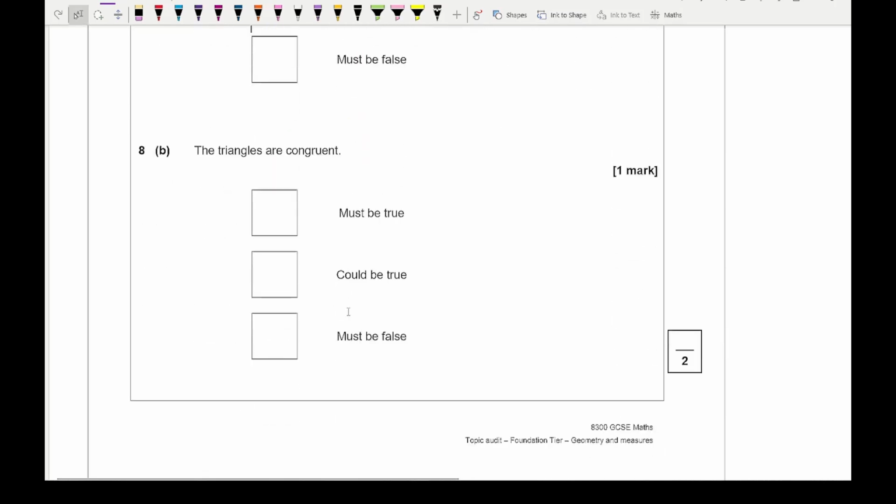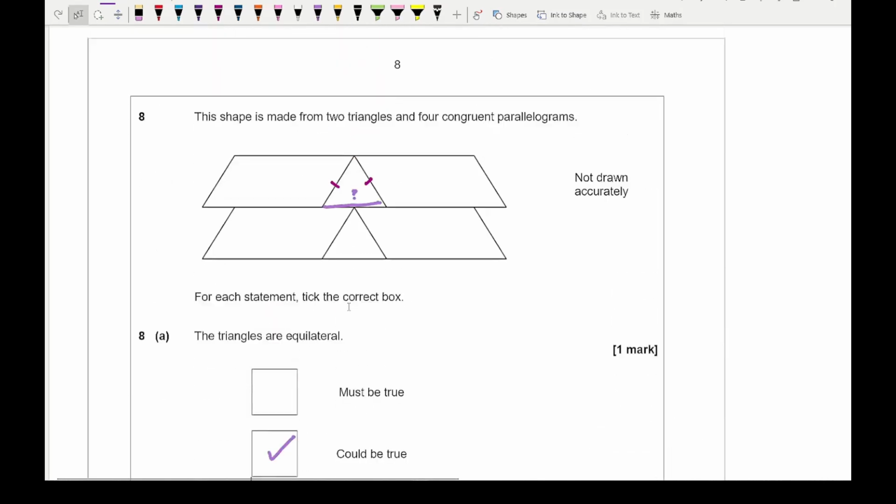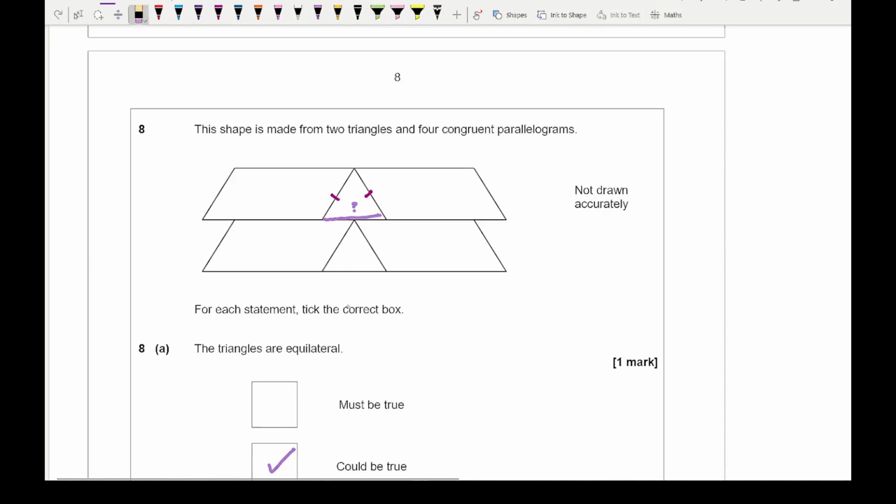For B, it says the triangles are congruent. Well, let's have a look. So going back to the triangles, well, we know that this side is going to be equal to this side, which is going to be equal to this side, which is going to be equal to this side. And the reason for that is because we know that we've got congruent parallelograms. So those sides are going to be the same.